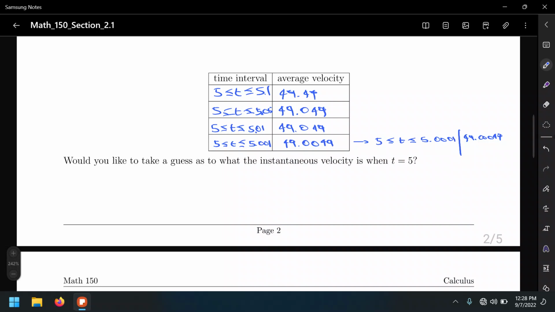If we were to guess what the instantaneous velocity is when t equals 5, what are those average velocities getting to as we approach 5? What would be the best number, the best guess? Yes. 49. All right. 49 meters per second. Okay.